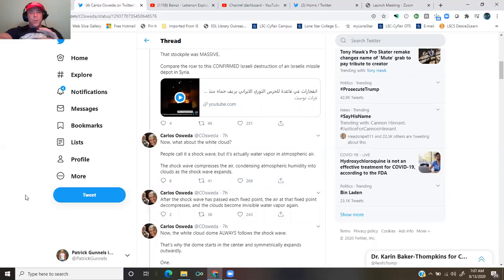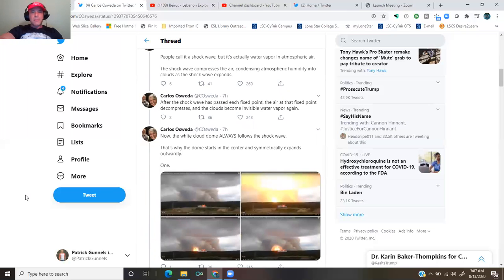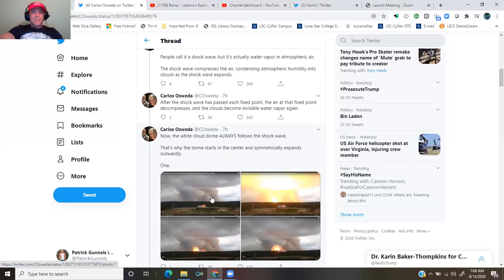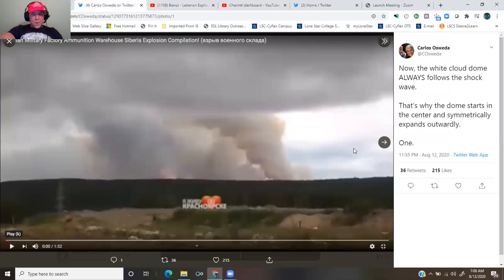Now, what about the white cloud? People call it a shock wave, but it's actually water vapor in atmospheric air. The shock wave compresses the air, condensing atmospheric humidity into clouds as the shock wave expands. After the shock wave has passed each fixed point, the air at that fixed point decompresses and the clouds become invisible water vapor again. Now, the white cloud dome always follows the shock wave. That's why the dome starts in the center and symmetrically expands outwardly.